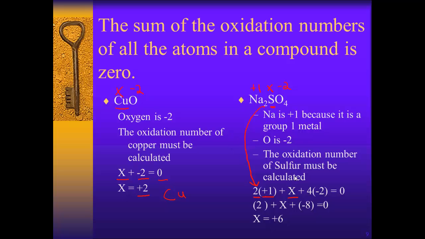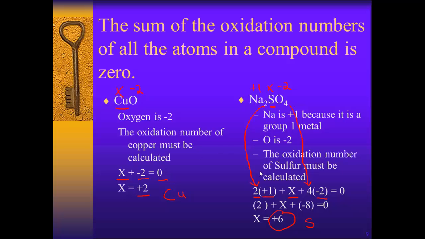Okay, we have X, there's only 1 sulfur, so it's just 1X. Each oxygen is -2. There are 4 of them, so we multiply that by 4, and we solve. And so we get 2 plus X plus -8 gives us 0. So our X equals a +6. So our sulfur oxidation number in this case is a +6.